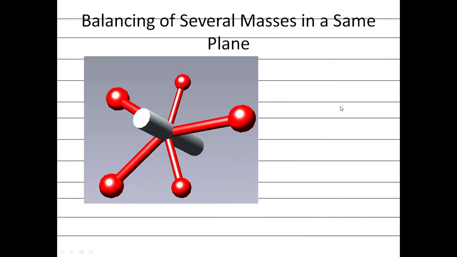Okay, now balancing of several masses in the same plane. Let us consider a shaft here, which is subjected to different weights. This is the mass of balancing, and this is the mass of disturbing. These are the disturbing masses here. They have a certain radius of rotation about the axis of revolution.